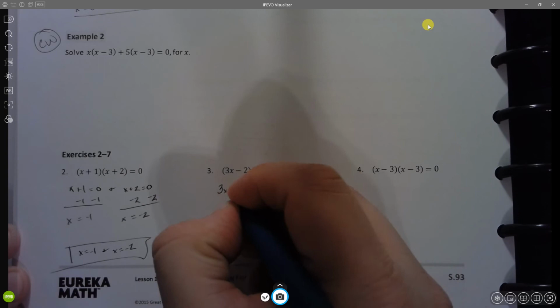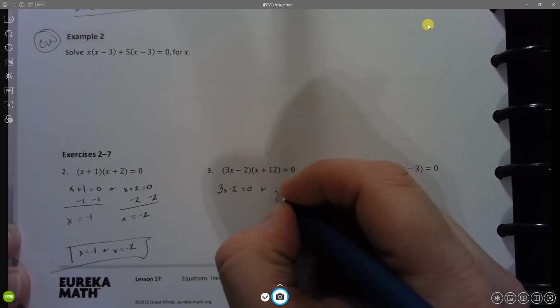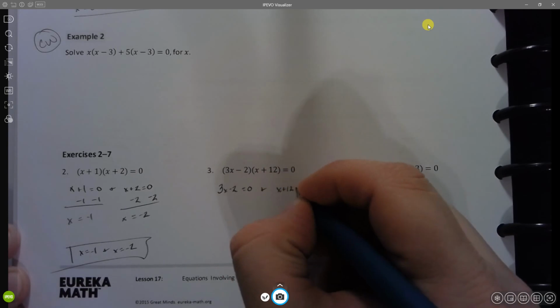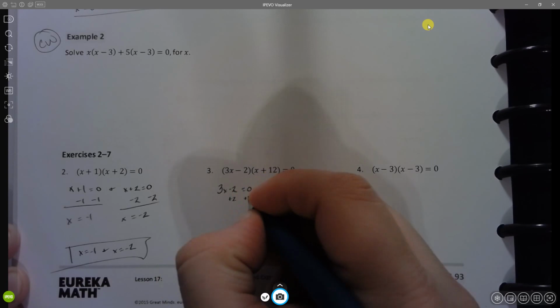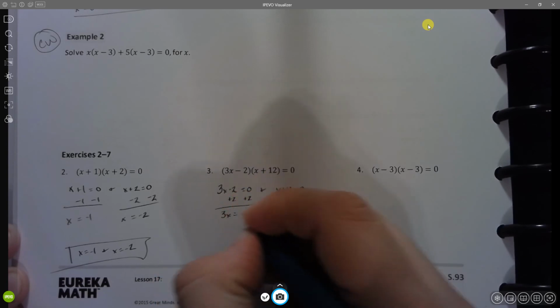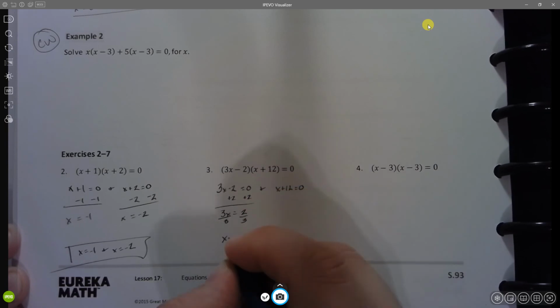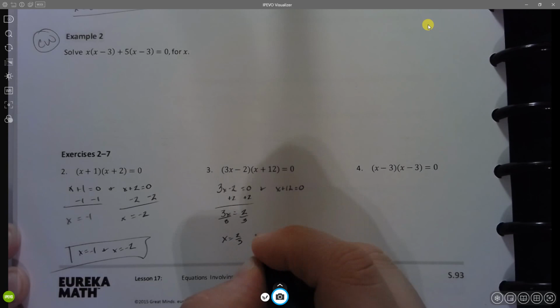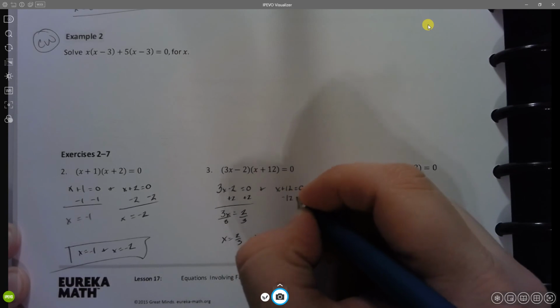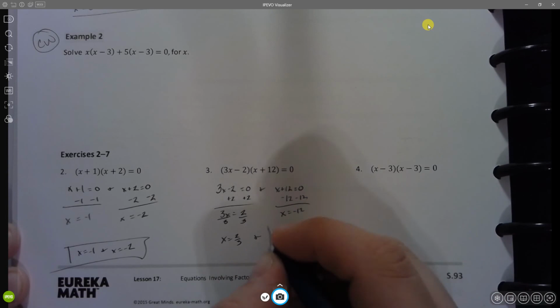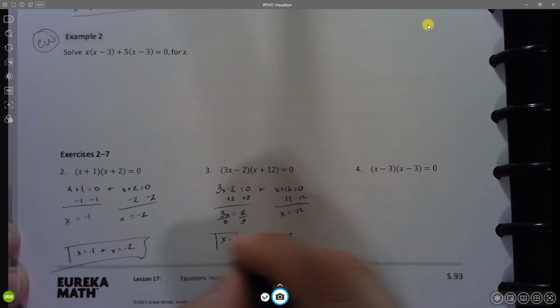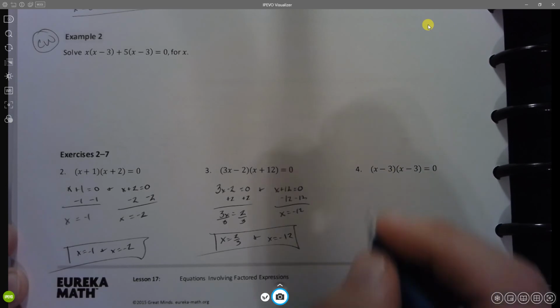3x minus 2 equals 0 and x plus 12 equals 0. We add 2 to both sides, we get 3x equals 2. Divide by 3 on each side, we get x equals 2/3. And we subtract 12 from both sides, we get x equals negative 12. So x equals 2/3 and x equals negative 12. Again, my solutions.